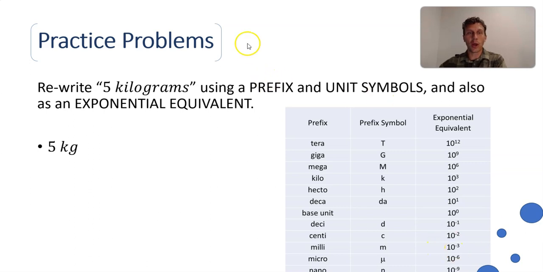So 5 kilograms, what's the exponential equivalent in the base unit, grams? Well, kilo is 10 to the 3. So this is going to be 5 times 10 to the 3 grams. So 5 kilograms, kilo means 10 to the 3. Our base unit is grams, and it is 5 times 10 to the 3 grams.